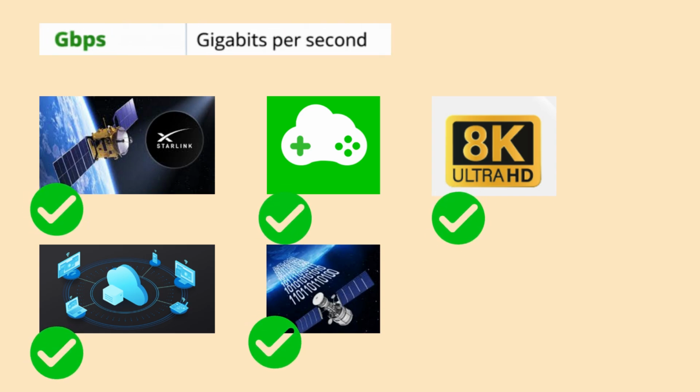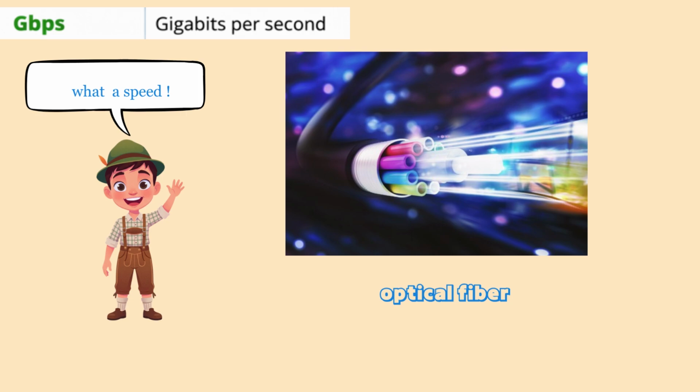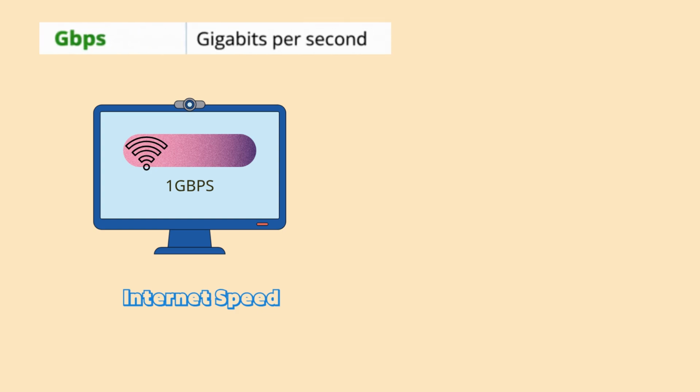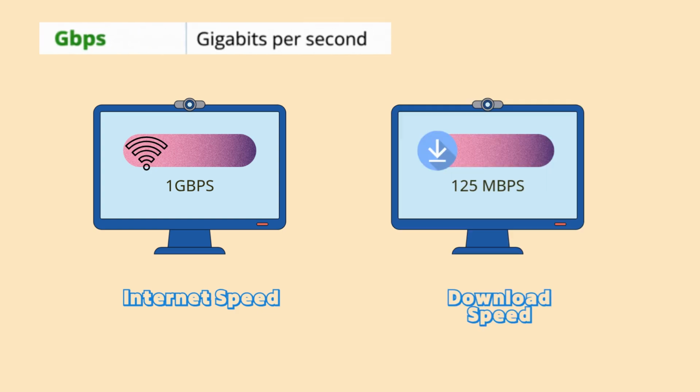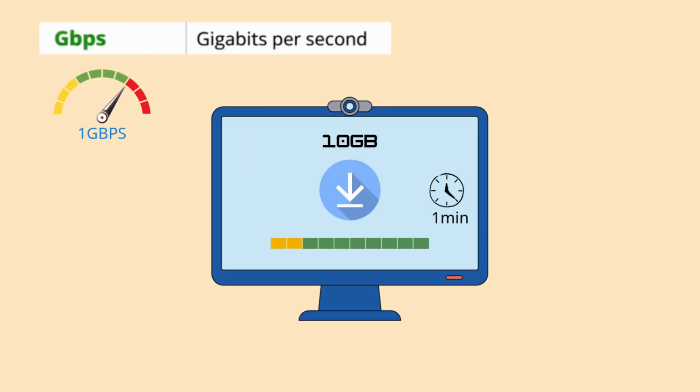At this level, data is typically delivered through high-speed fiber optic connections. A practical example for a 1 gigabit per second connection is downloading a movie at a speed of 125 megabytes per second. It's like downloading a 10 gigabyte file in less than a minute.